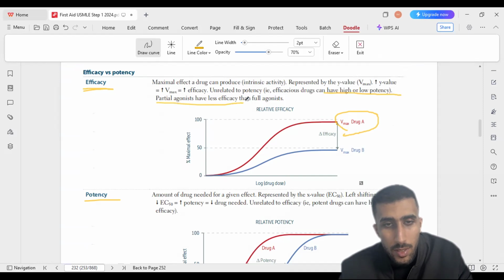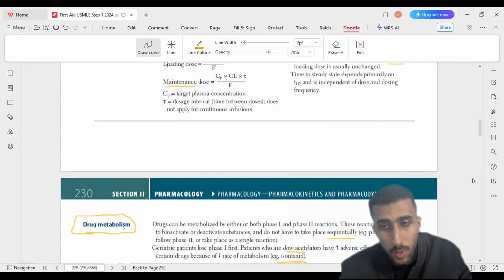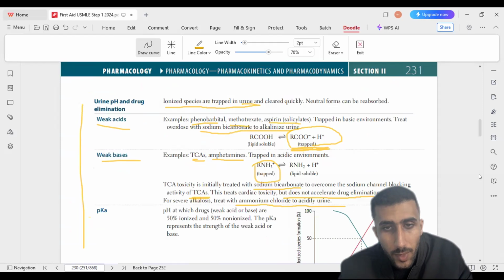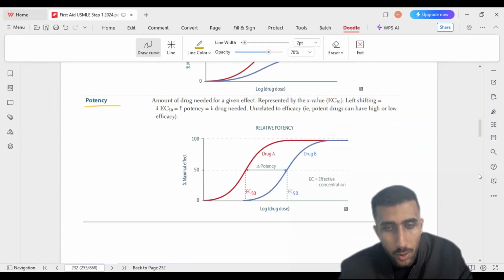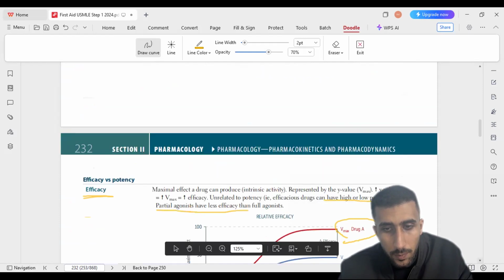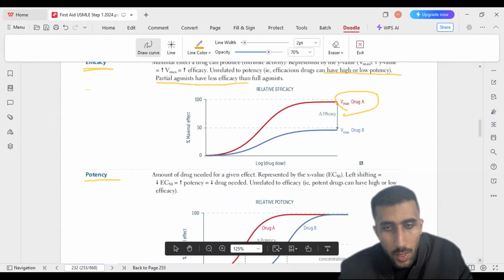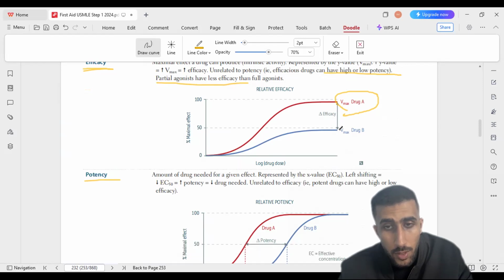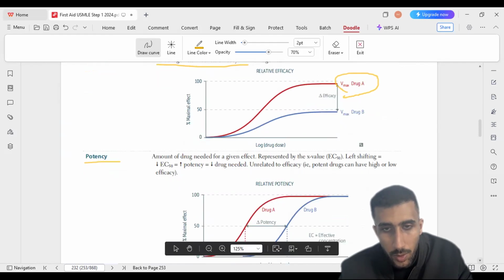For example, partial agonists have less efficacy. From their name, partial agonists will never produce the Vmax, so it's going to be less. So this is for efficacy. This drug A, for example, the red one, is efficacious versus drug B, where the Vmax is lower, so it is less in efficacy than drug A.